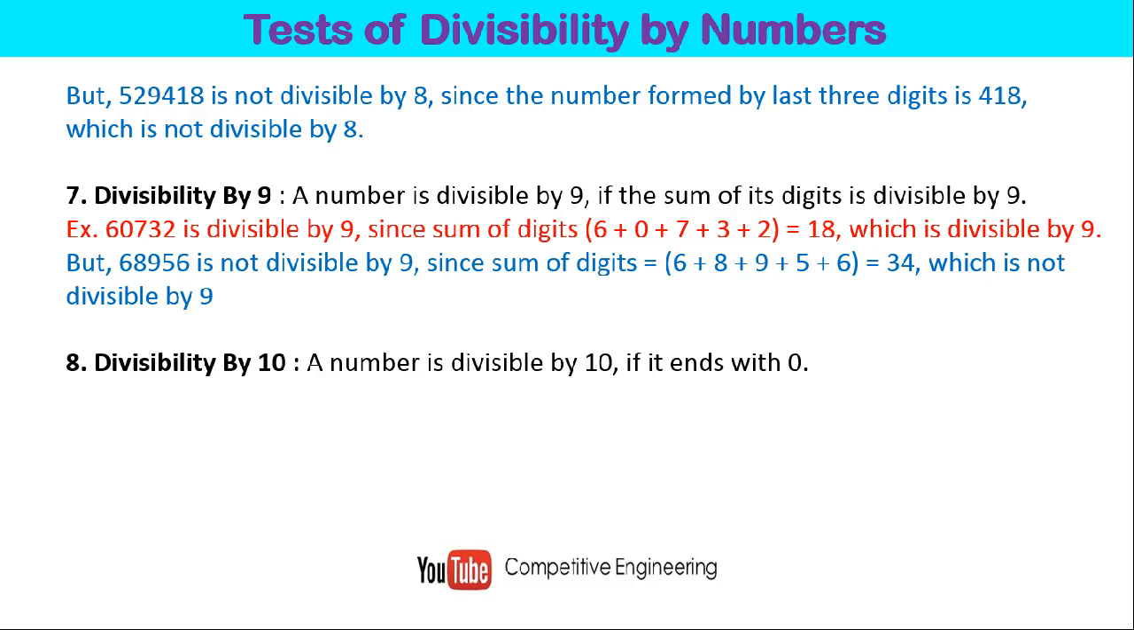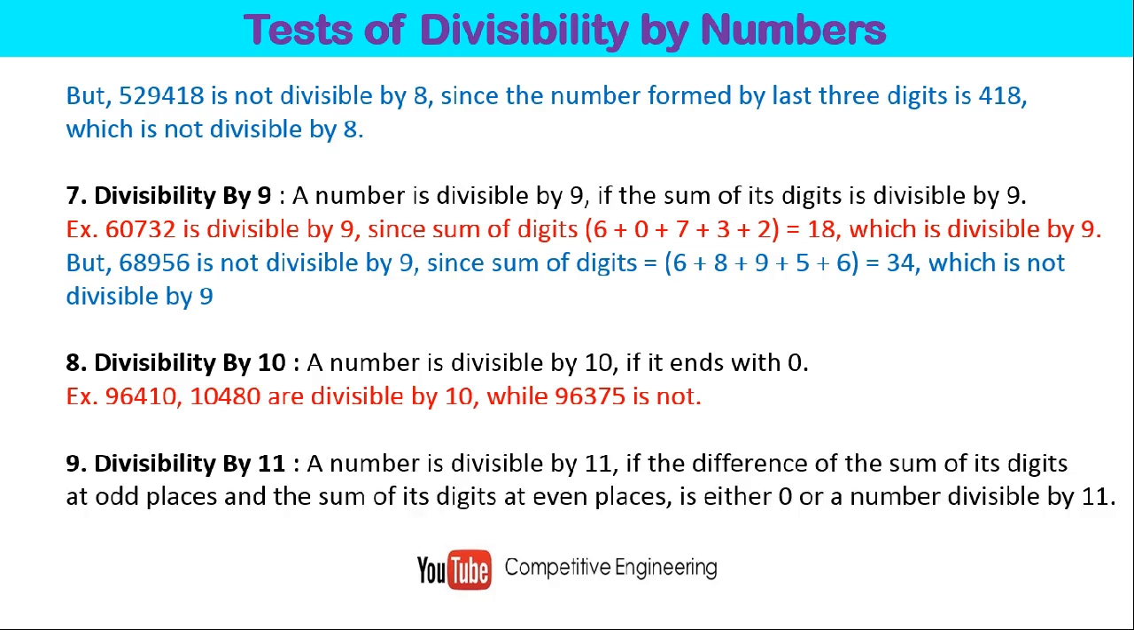Then divisibility by 10. A number is divisible by 10 if it ends with 0. It is very simple because the number should end with 0. That is 96410 and 10480. These are divisible by 10, while 96375 is not divisible by 10 because it is not ending with 0.